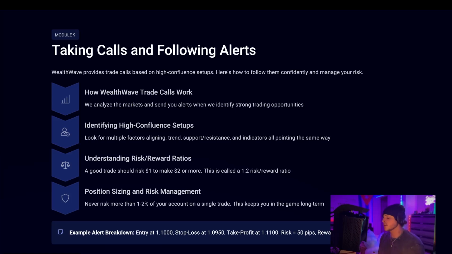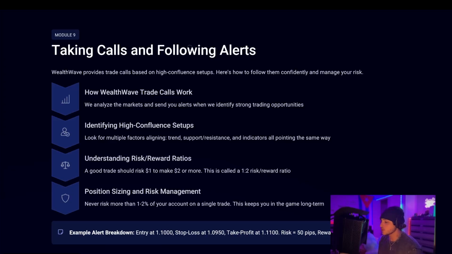Module 9, taking calls and following alerts. Wealth Wave provides trade calls based on high confluence setups. Here's how to follow them confidently and manage your risk. How Wealth Wave trade calls work: we analyze the market and send you alerts when we identify strong trading opportunities. This is what an alert or a signal is.